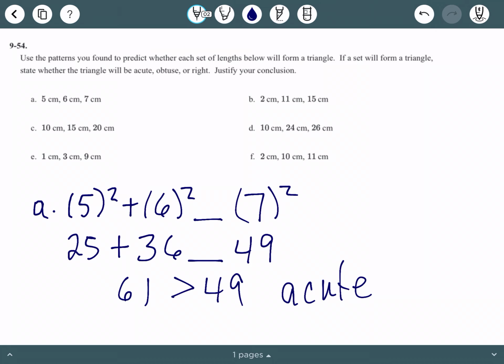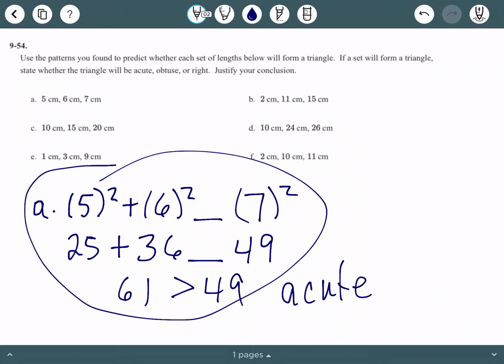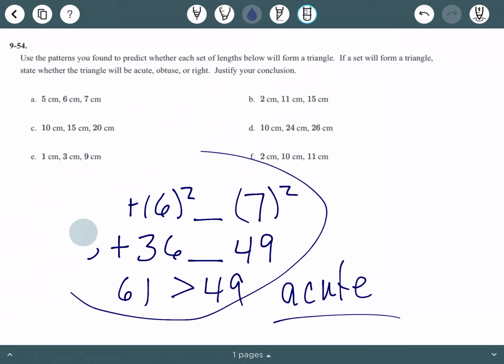Now it says to justify your conclusion. That's what this work is doing. It's justifying that conclusion. So we can use that as our justification. You don't really need to explain. The only words you need to be writing are whether it's acute, obtuse, or right, or if it doesn't form a triangle. All right, let's have a look at B.